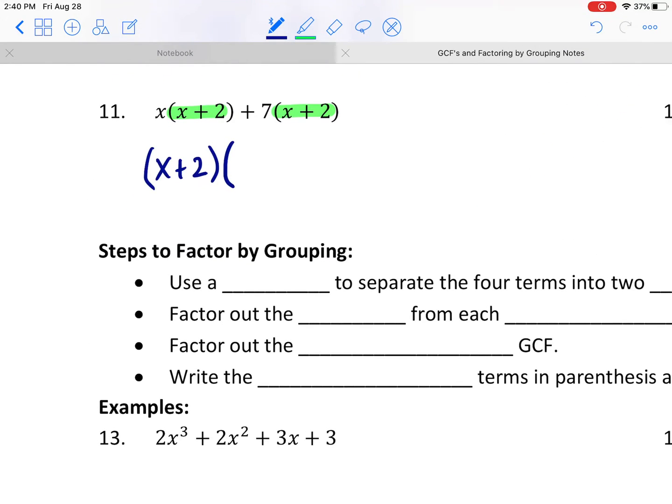So if I divide the first term by x plus 2, remember this is my first term here, if I take that whole term and I divide out the x plus 2, what's going to be left? It's just the x. So the x has to be here. And again, this term here, what's left is going to be the plus 7. So x plus 7 is remaining. And that's my factored answer. Okay? So our GCF, in this case, is a binomial. We factor that out.